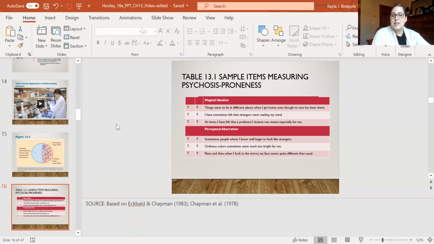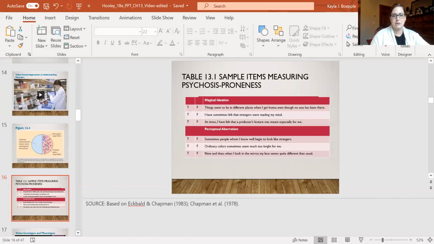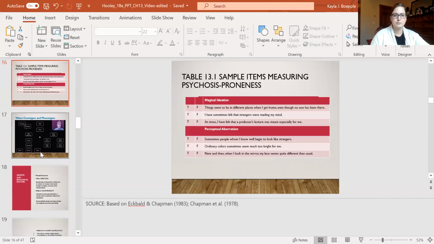Or they might be looking at things such as perceptual issues, such as, now and then, when I look in the mirror, my face seems quite different than usual. When I look in the mirror, my face always is me. But maybe somebody that has schizophrenia might look in the mirror and see somebody that's not them. And therefore, that would increase the risk of having schizophrenia if they were to mark that as true.